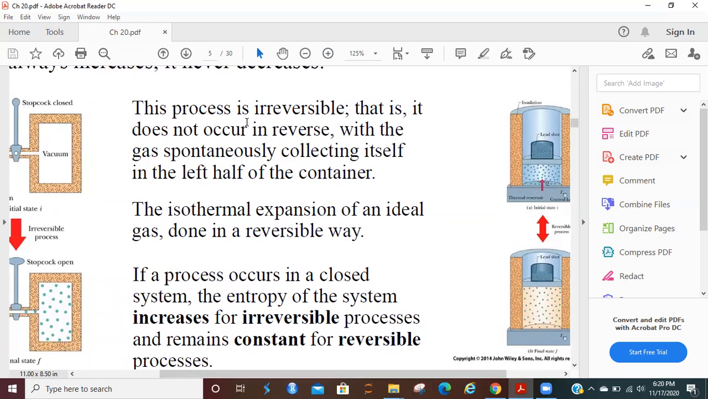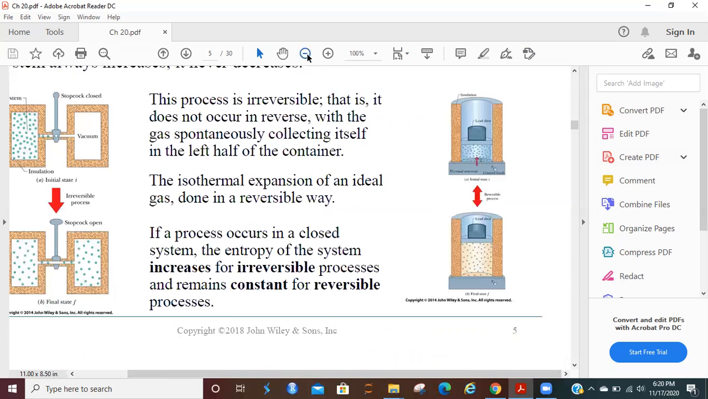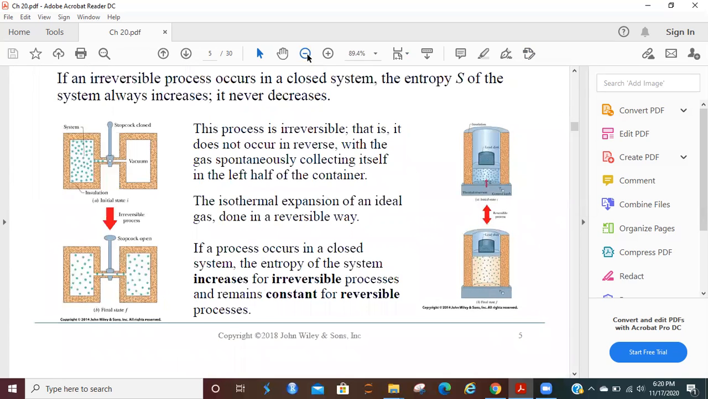So obviously, as you've probably guessed up to this point, the process over here is irreversible. In other words, it does not occur in reverse, with the gas spontaneously collecting itself in the left half of the container. The isothermal expansion of an ideal gas is done in a reversible way. So if a process occurs in a closed system, then the entropy of the system increases for irreversible processes and remains constant for reversible processes.